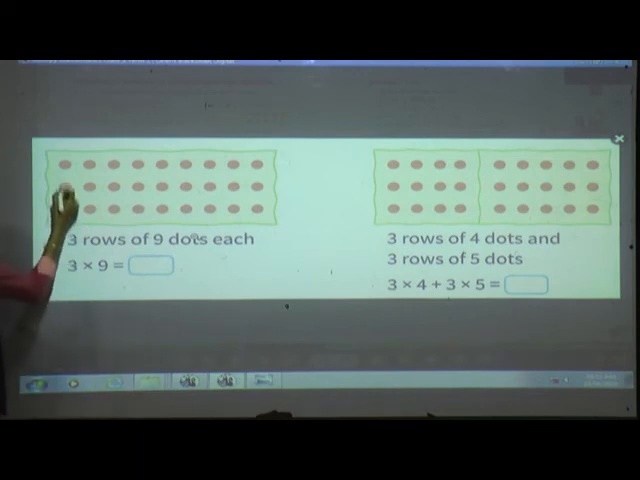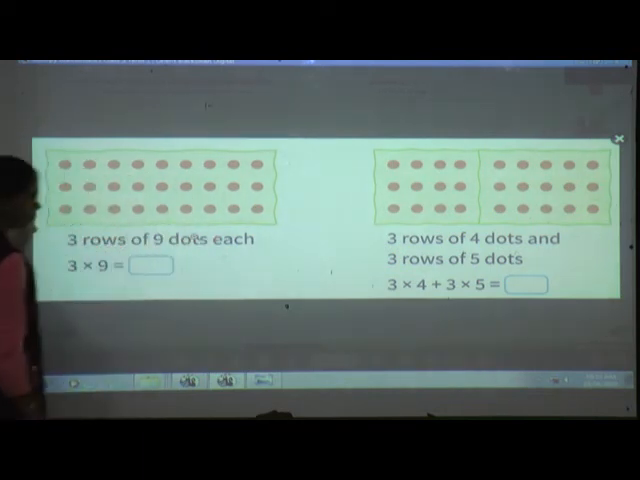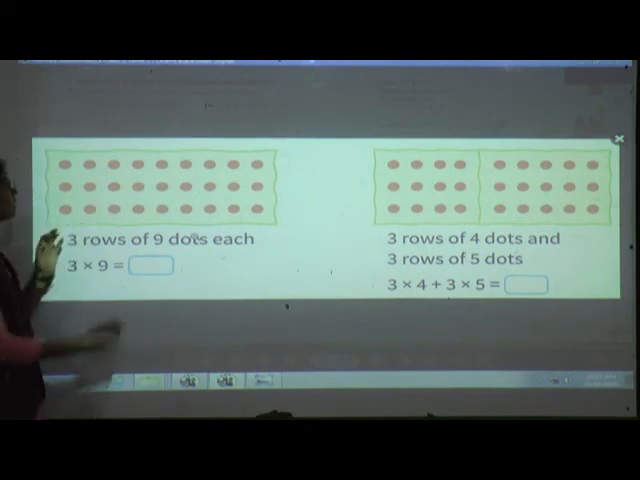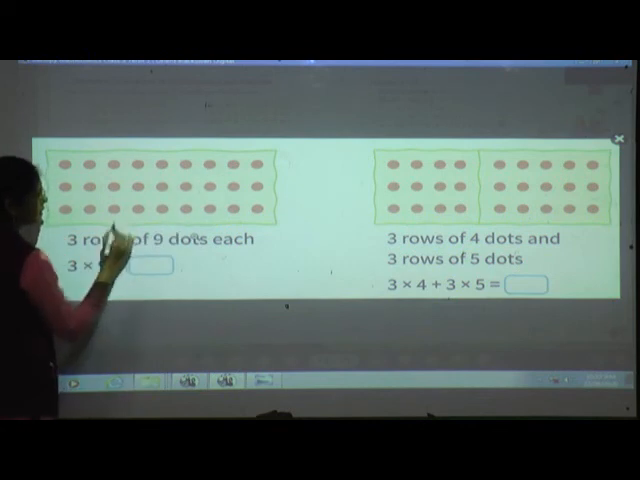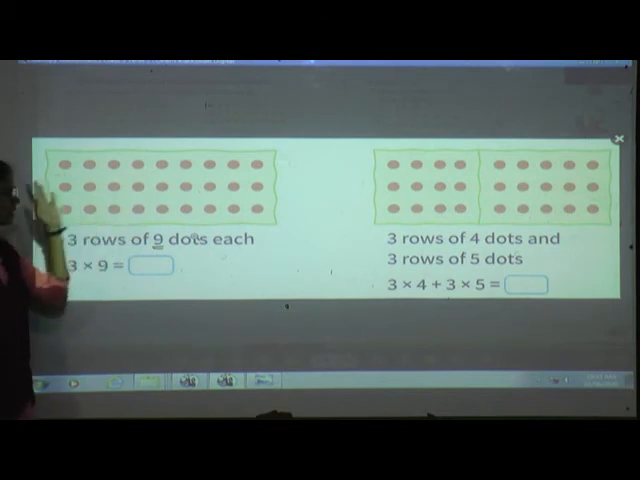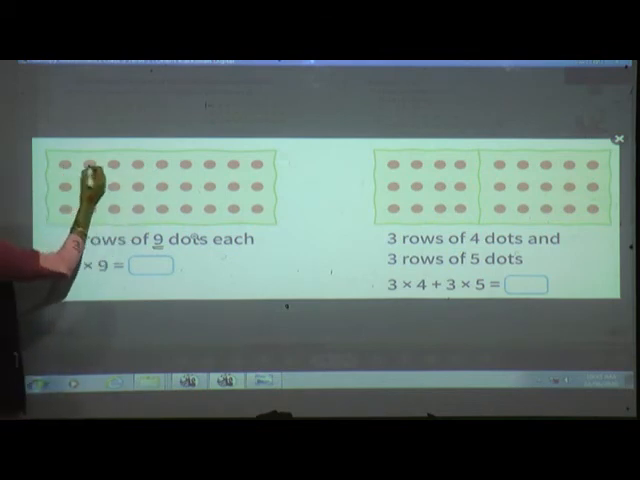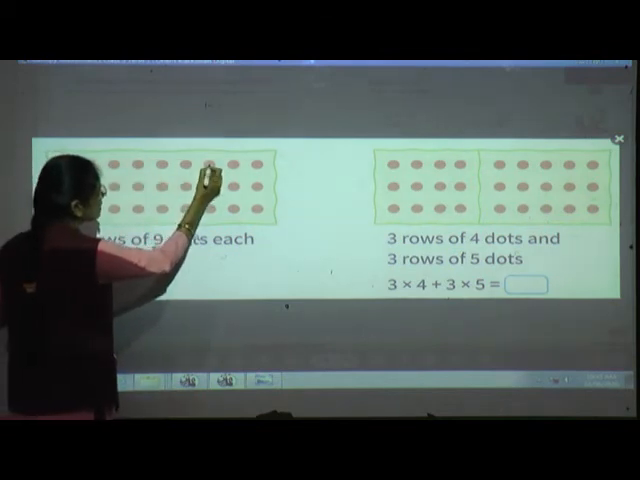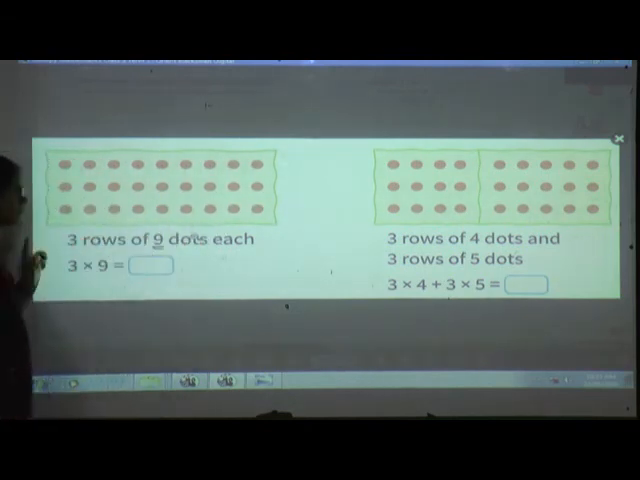Now see here, this is the first row. Now what we have to count? We have to count total number of dots. Now in each row there are 9 dots. Let me count. 1, 2, 3, 4, 5, 6, 7, 8, 9. In the first row there are 9 dots.